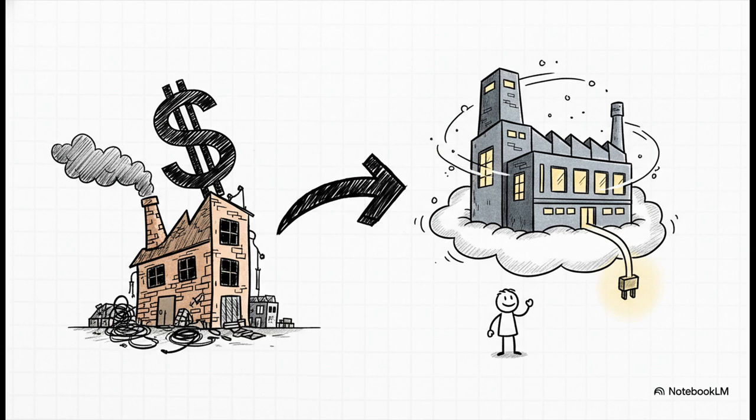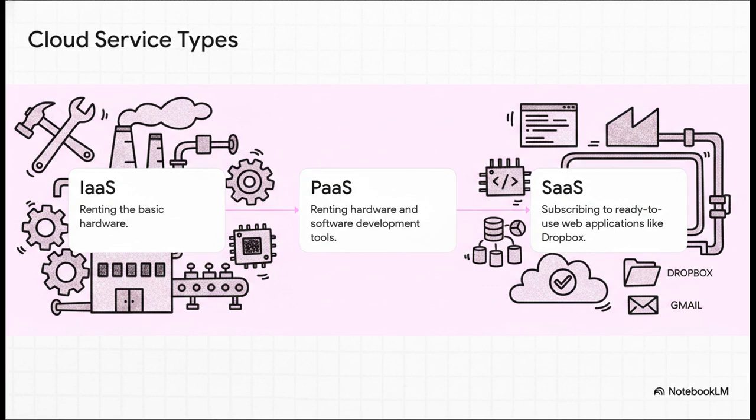Why would you build your own factory from scratch when you can just rent access to a world-class one whenever you need it? And you can rent different parts of that factory. IaaS is like renting the empty building and the heavy machinery. PaaS gives you all that, plus the specialized tools you need to make your own stuff. But SaaS is the simplest one. That's like just subscribing to the finished product that comes out of the factory. Think Dropbox or Gmail. You don't have to build a thing.